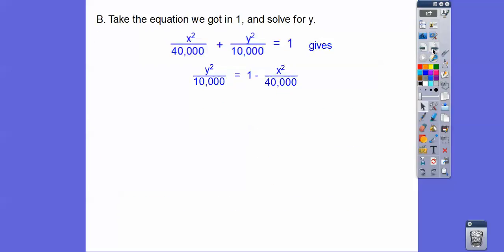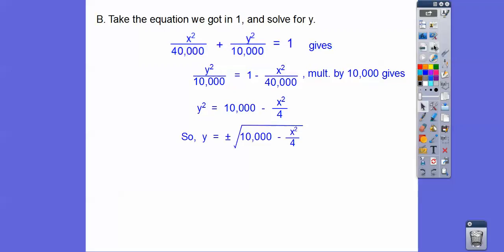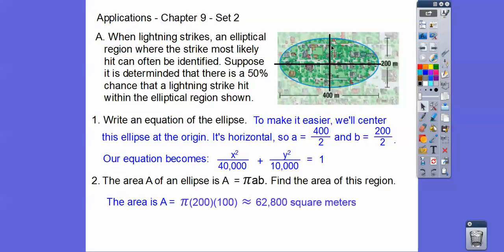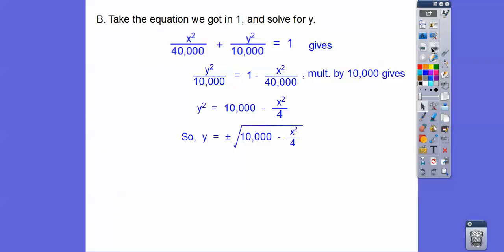All right, so we're going to take that equation and solve it for y. So here's this equation. I subtracted this quantity from both sides, and then we're going to multiply by 10,000. And so when we multiply by 10,000, we get y squared equals that, and then y equals the square root. Don't forget your plus or minus right there. So let me go back. It's plus or minus because in this picture, here's the plus part, y equals all the plus part, and down below the x-axis is all the minus part right here. So it's plus or minus all of that.